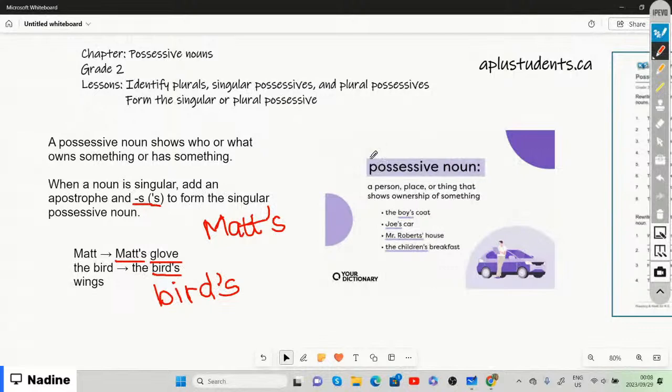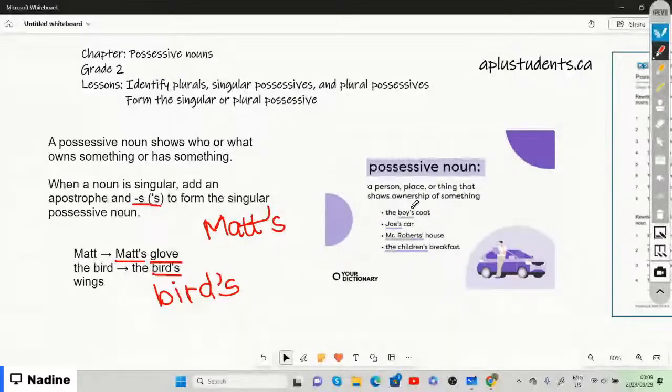So once again, let's look at another few examples on possessive nouns, right? A person, place, or thing that shows ownership of something. It says who or what owns something, or has something. The boy's coat, right? So what belongs to the boy? It's his coat. So we can say it's the boy's coat. And there we have the apostrophe.